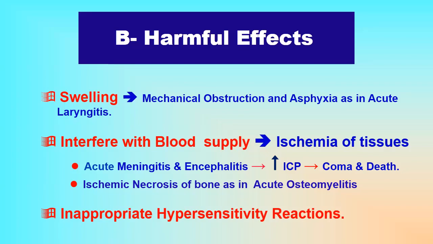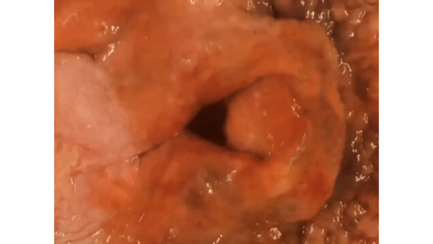Inappropriate hypersensitivity reactions. All types of hypersensitivity reactions are regarded as a harmful effect of the inflammation and inflammatory exudate. This is a case of acute laryngitis. There is redness and swelling of the larynx due to the accumulation of inflammatory exudate and edema, causing mechanical obstruction and narrowing of the airway lumen, resulting in asphyxia of the patient.